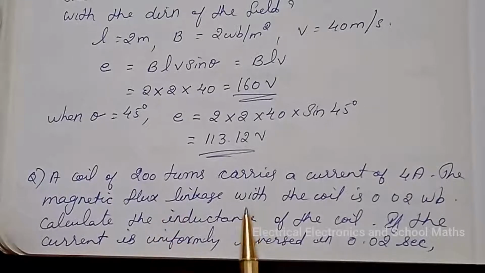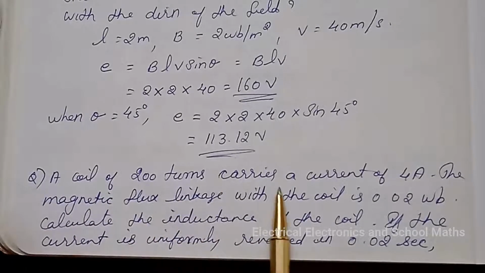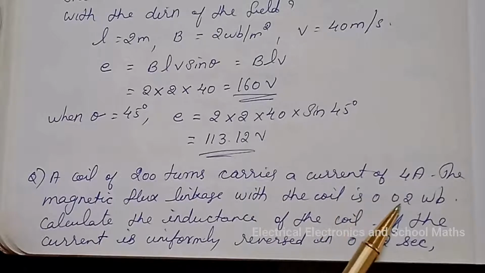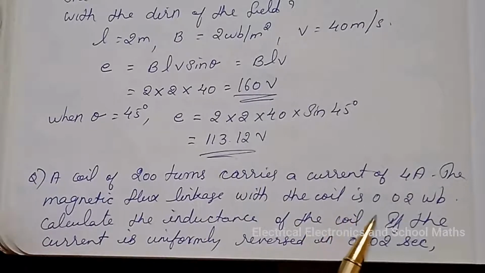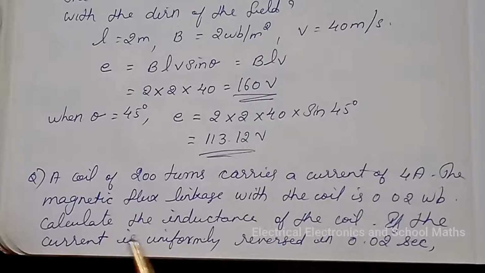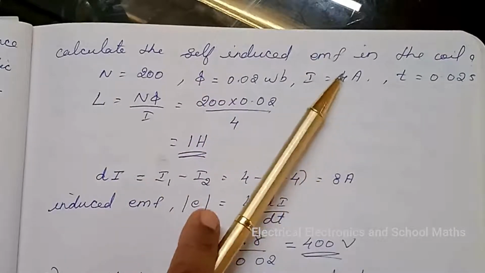Let us go through the next problem. A coil of 200 turns carries a current of 4 ampere. The magnetic flux linkage with the coil is 0.02 Weber. Calculate the inductance of the coil. If the current is uniformly reversed in 0.02 second, calculate the self-induced EMF in the coil.